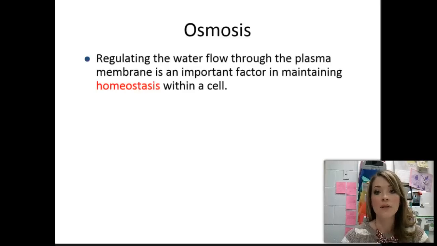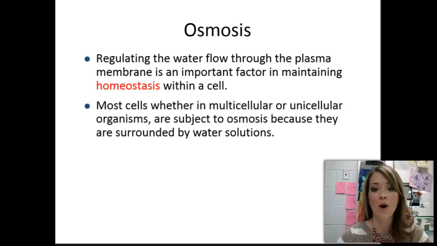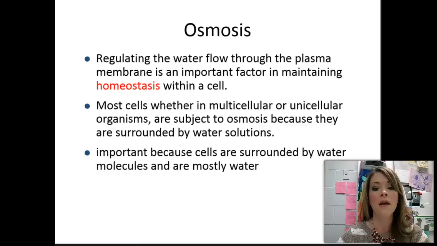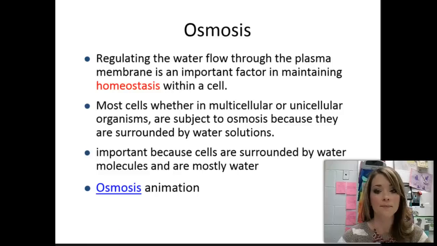Now, the reason osmosis has its own special name is because it's super important to the cell. It allows them to maintain homeostasis. Most multicelled organisms and unicelled organisms are subject to osmosis because they're surrounded by water solutions. They have mostly water in them, mostly water outside of them, and because they are surrounded by water molecules, osmosis is a really important process for cells.